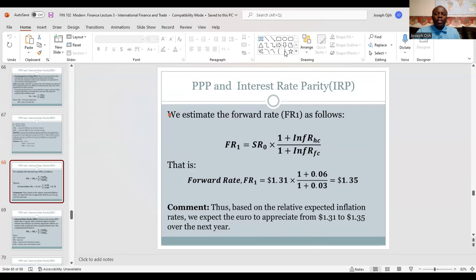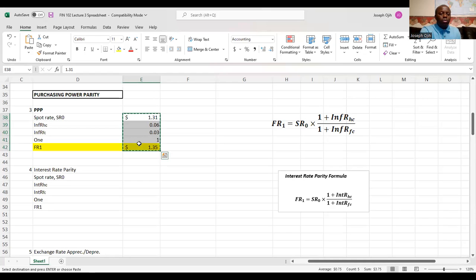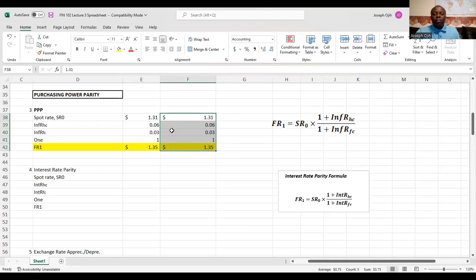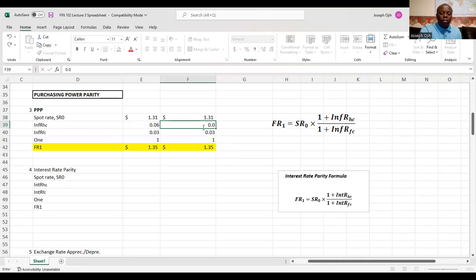Now, the good thing about Excel is that once you do one calculation, you can always recalculate. Suppose I said 2 years. So I'm going to copy this and paste it here. Suppose I say 2 years and that the inflation rate at that time will be, let's say, in the US 7%, and in the foreign country 5%. So all I have to do is to change it here. So 7%, and then change this to 5%.